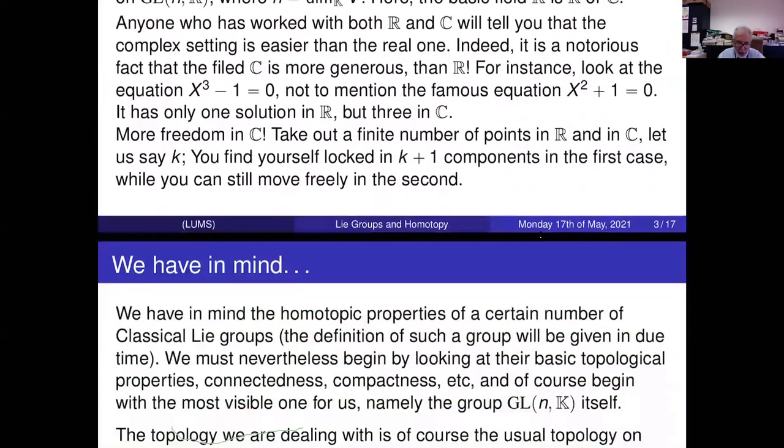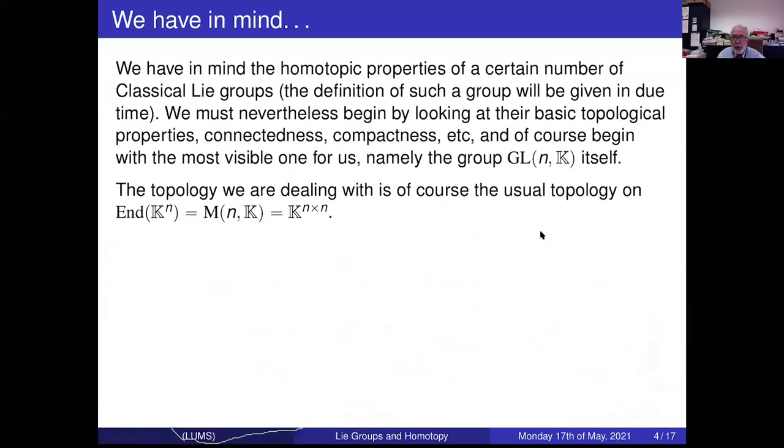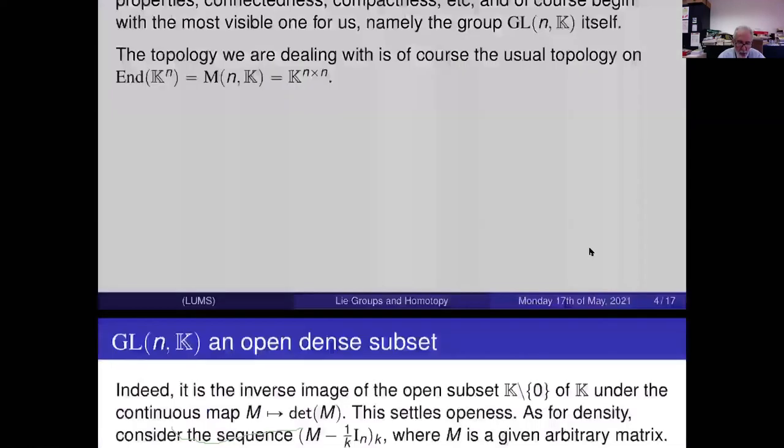So what do we have in mind? We have in mind the homotopy properties of a certain number of classical Lie groups. We must nevertheless begin by looking at their basic topological properties, connectedness, compactness, etc. And of course, begin with the most visible one for us, namely the group GL_n of K itself. The topology we are dealing with is, of course, the usual topology on the set of square matrices n times n over the field K. Okay.